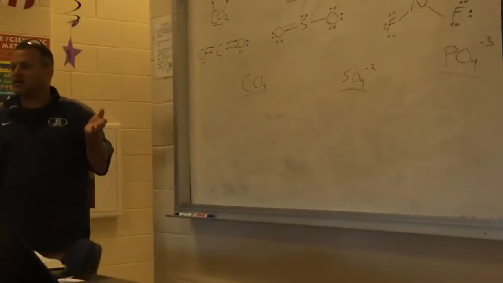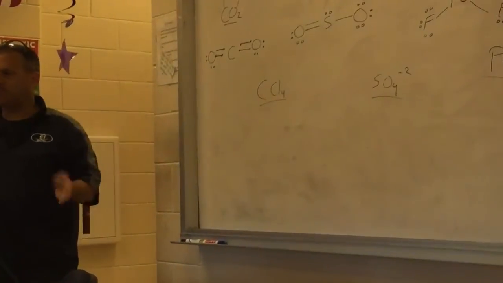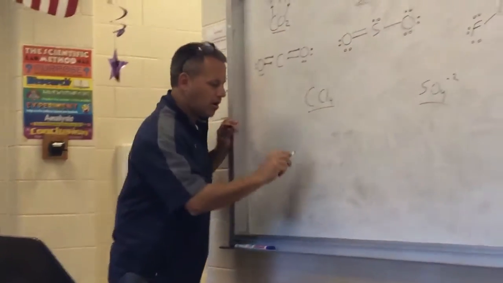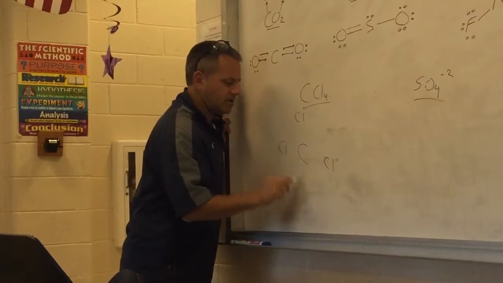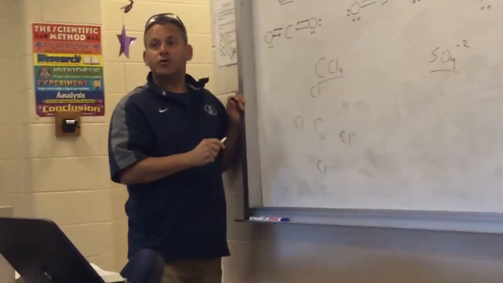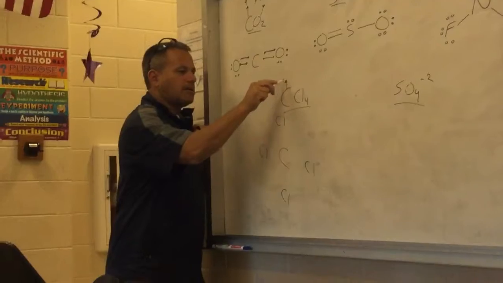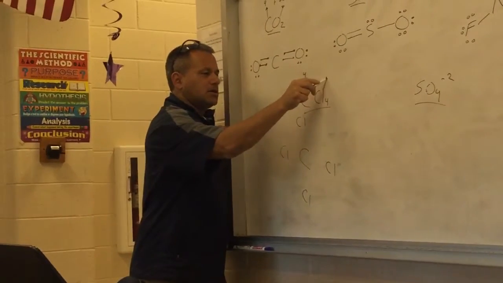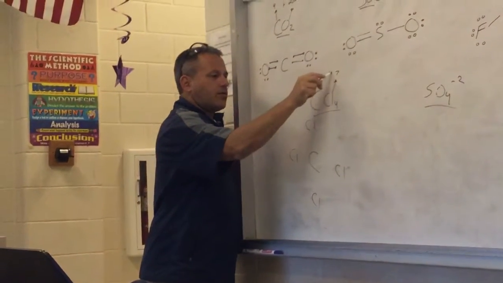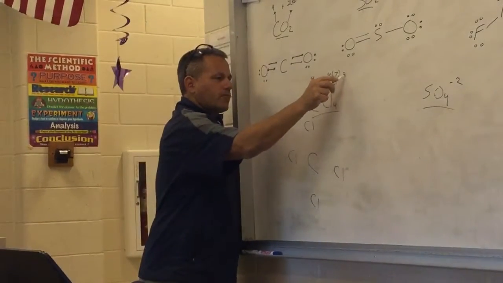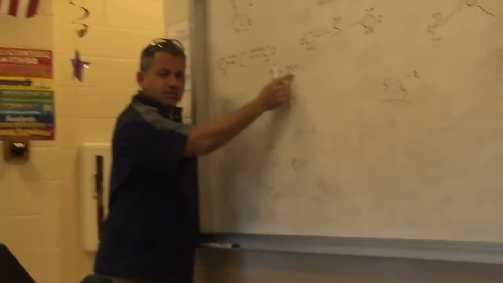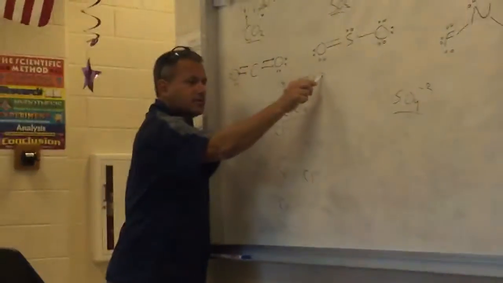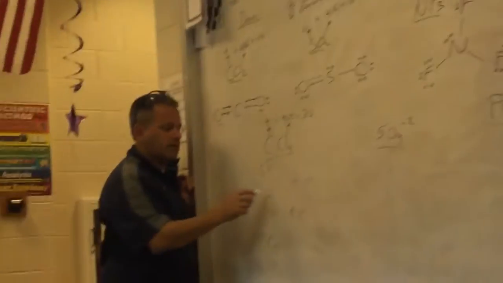CCl4. Every time, carbon goes in the middle every time. Period. When in doubt, carbon, middle. Carbon always in the middle, all the time. Carbon has 4 dots. Chlorine has 7, and there are 4 of them. 4 plus 28 is? 32. Alright, here we go.